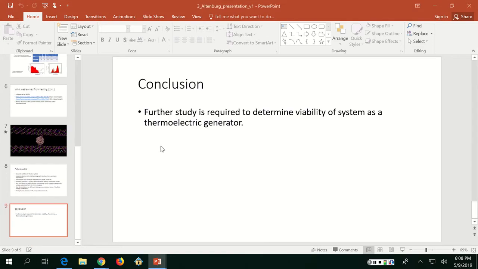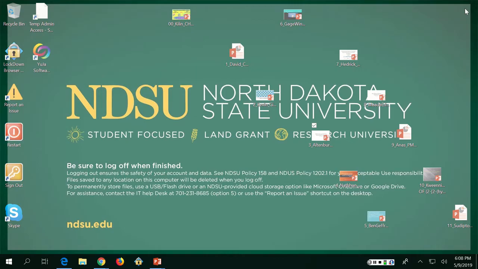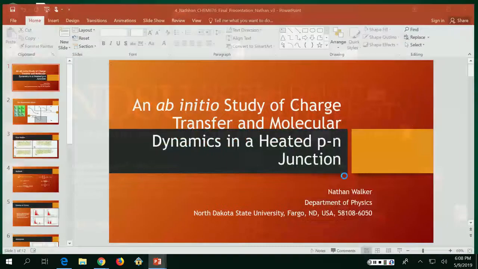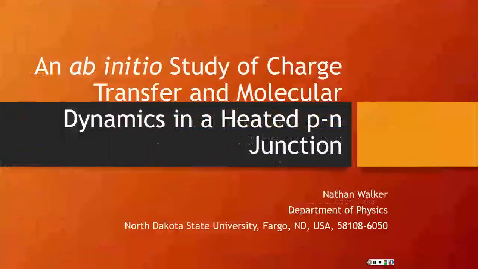Okay. If there are no more questions, we'll thank Kurt once again. The next presenter is Nathan Walker. His talk is connected to the previous two in the sense that he also has P and N doping, but he will speak of a more conventional material, silicon.